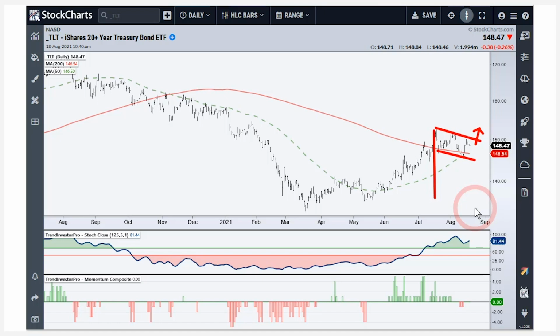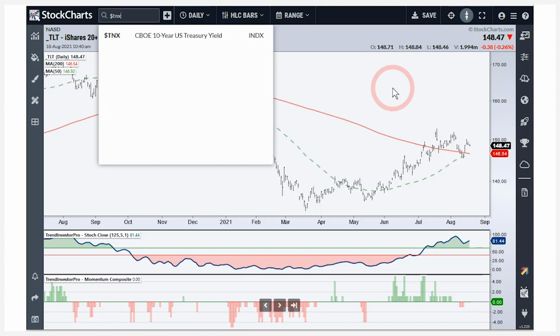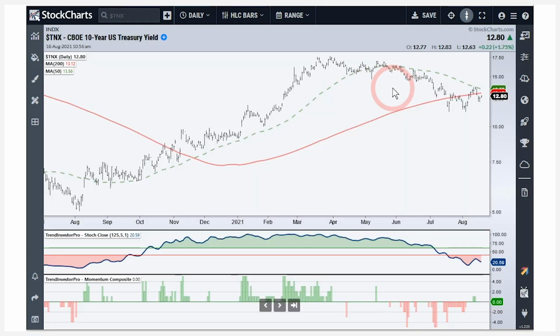Also, I see a bullish seasonal pattern for treasury bonds. And to show you that, I'm going to use the 10-year treasury yield. The reason I'm using the 10-year treasury yield is because it's not affected by dividends, and it is the exact inverse of TLT. So you can see TLT rose from March until July, and that's when this 10-year treasury yield fell. And then we maybe have a bear flag in the 10-year treasury yield.